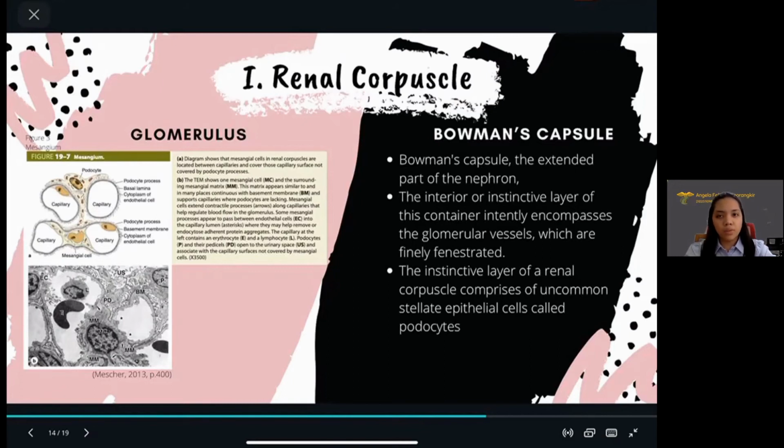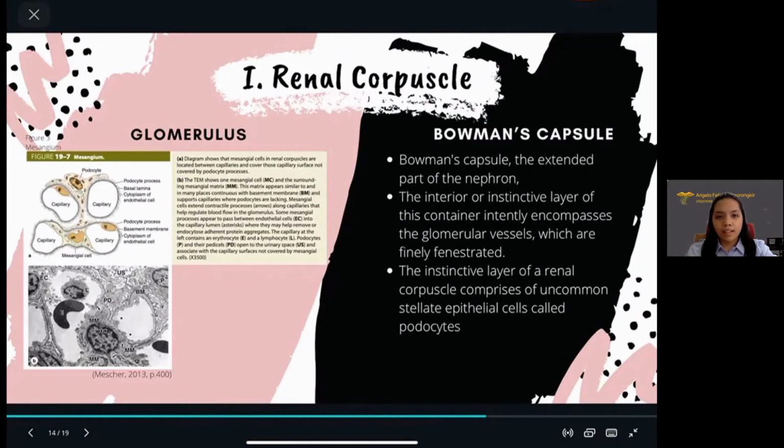Filtration therefore happens through a design with 3 sections. The first one is the fenestration of the thin endothelium, which blocks platelets, and the second one is the thick joint basal lamina or GBM, which limits large proteins and some organic anions. And the third one is the filtration slit diaphragm between pedicels, which limits some small proteins and organic anions.